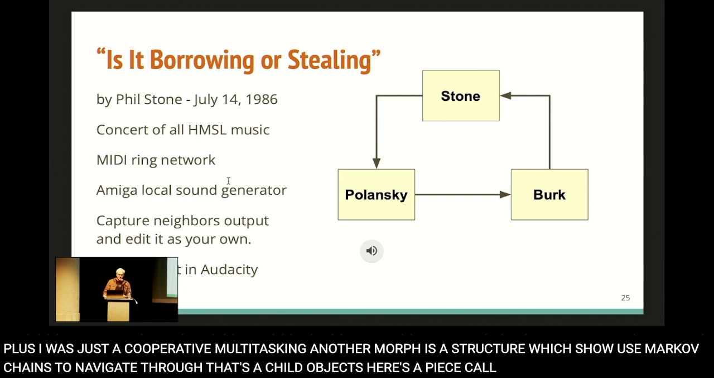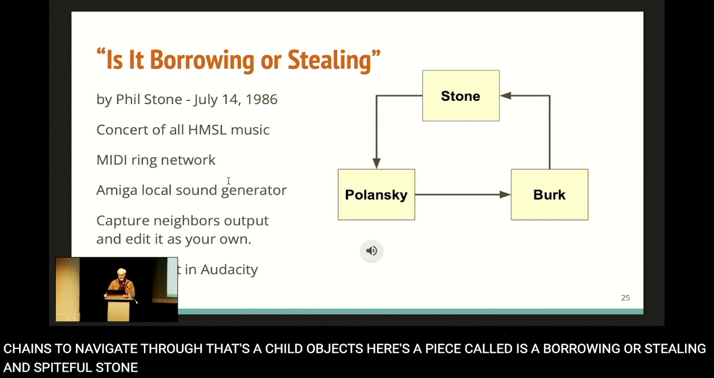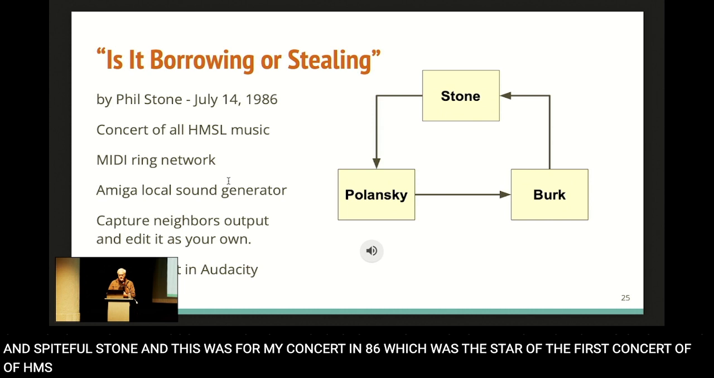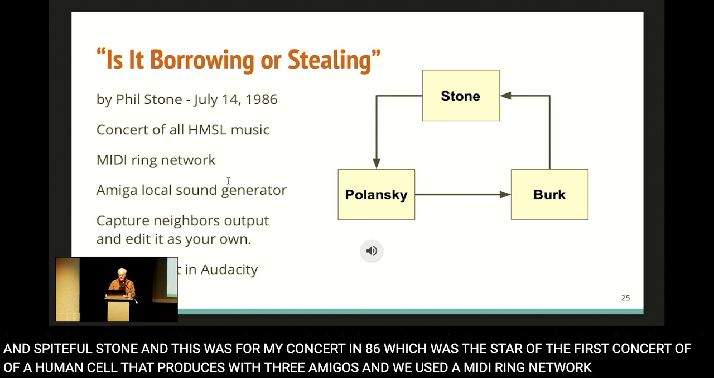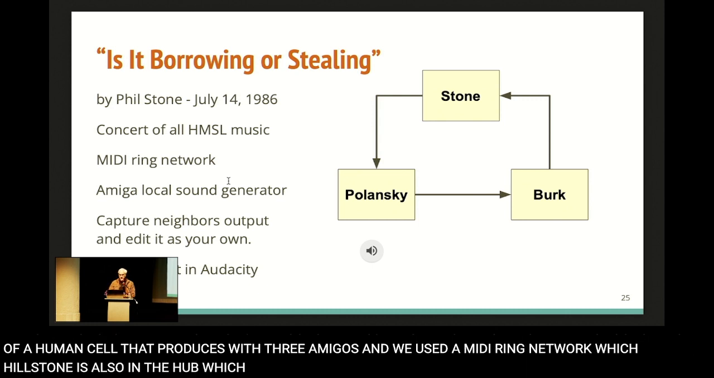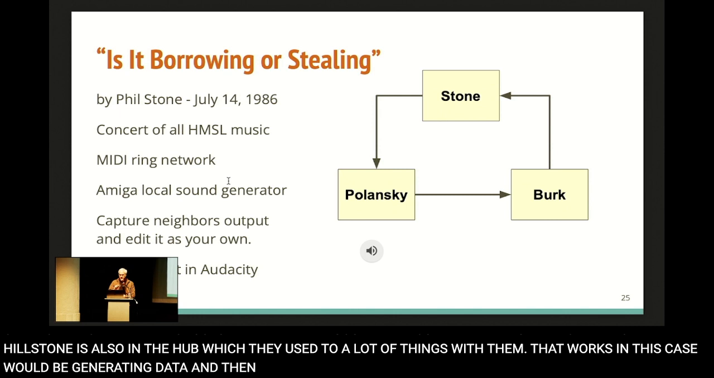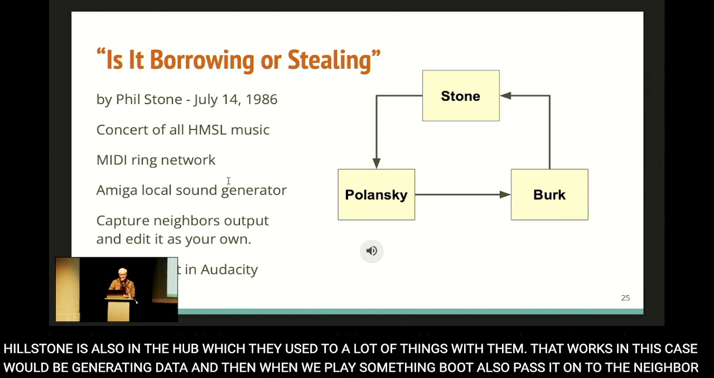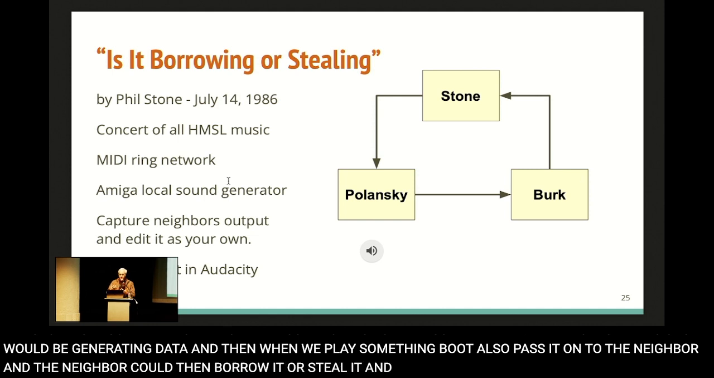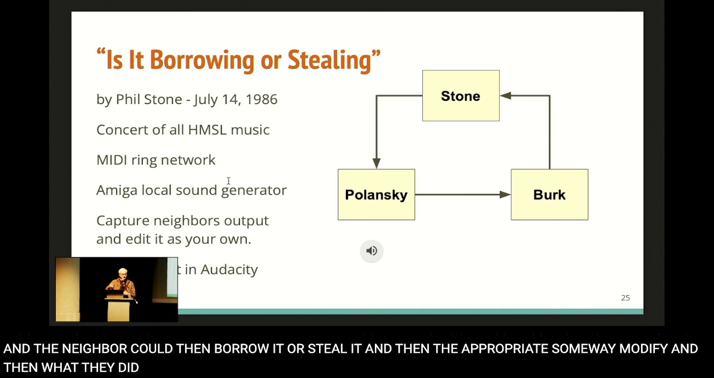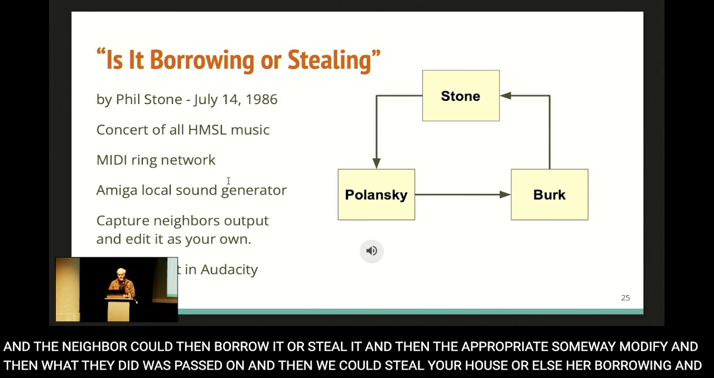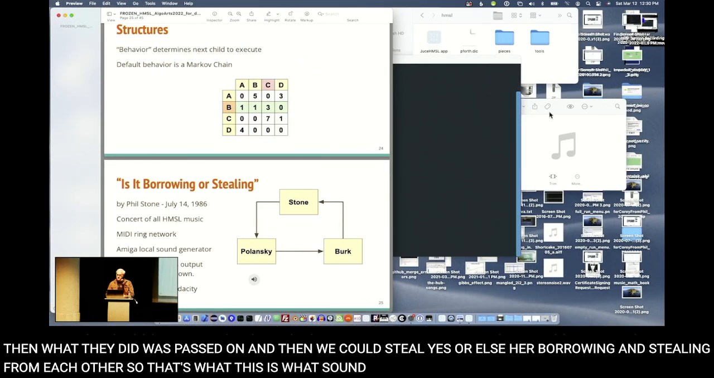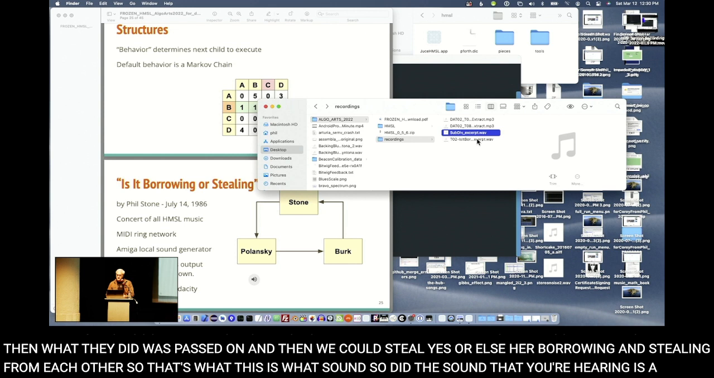Here's a piece called "Is It Borrowing or Stealing?" by Phil Stone. This was from a concert in '86, which was the first concert of HMSL, and we used 3 Amigas and a MIDI ring network, which Phil Stone was also in the hub of. They did a lot of things with MIDI networks. In this case, we'd be generating data, and when we played something, we would also pass it on to the neighbor, and the neighbor could then borrow it or steal it, appropriate it in some way, modify it, and pass it on, and then we could steal. So we're all borrowing and stealing from each other. So this is what it sounds like. The sound that you're hearing is Amiga local sound.